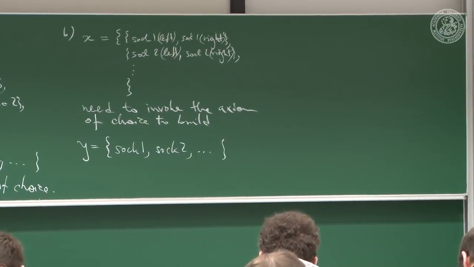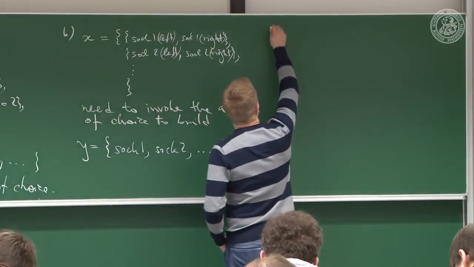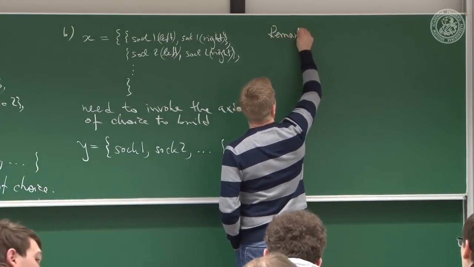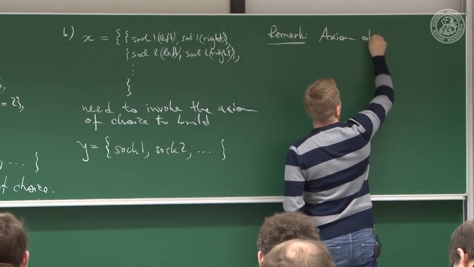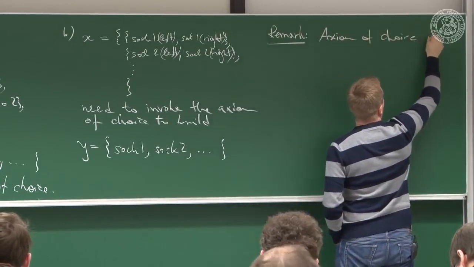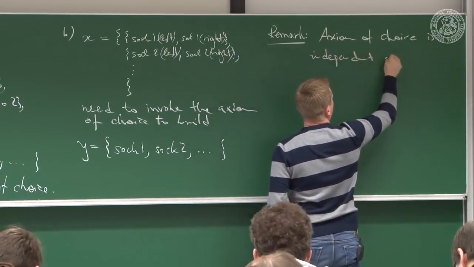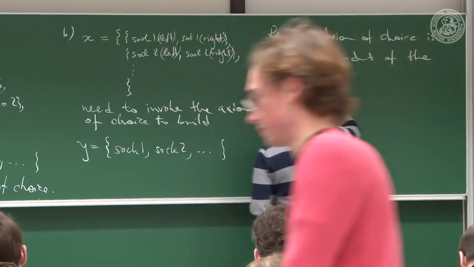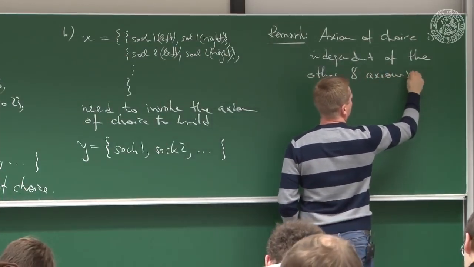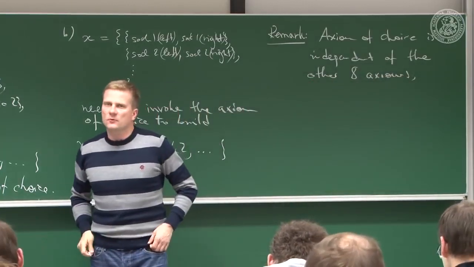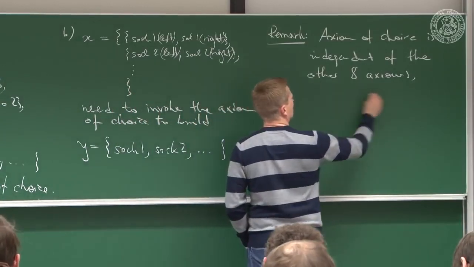Okay. So that's the axiom of choice. Further remark is that the axiom of choice is independent of the other 8 axioms. And that means we could have set theory with or without the axiom of choice.